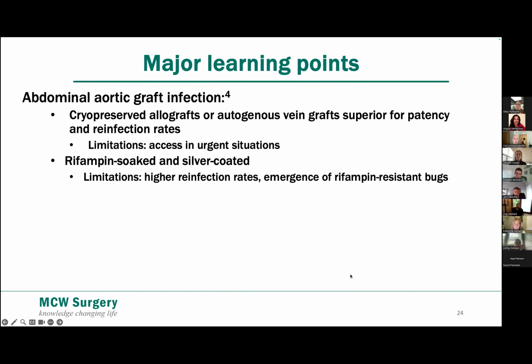So the cryopreserved allografts and the femoral vein grafts for the NACE procedures, I did find have superior patency and reinfection rates. However, a big limitation is access in urgent situations, especially if you're at a place that doesn't have this institutional bank or access to that pre-made commercial product, which I can assume is pretty expensive. And the rifampin soaked ones, the limitations of that, I did find were higher reinfection rates and then emergence of rifampin resistant bugs. But again, these can be more of an off-the-shelf solution.